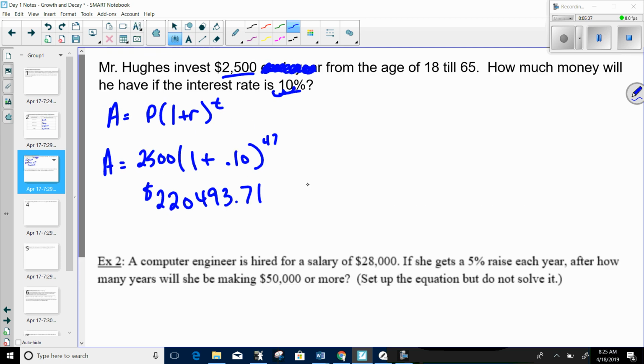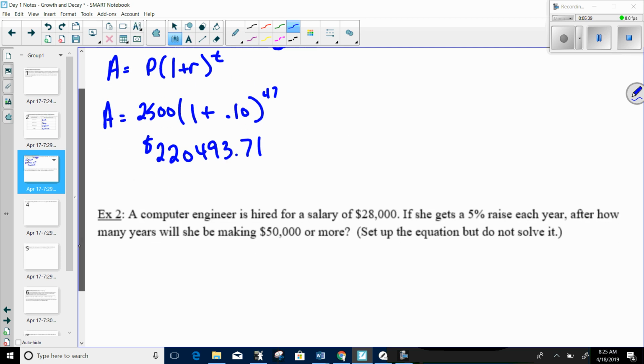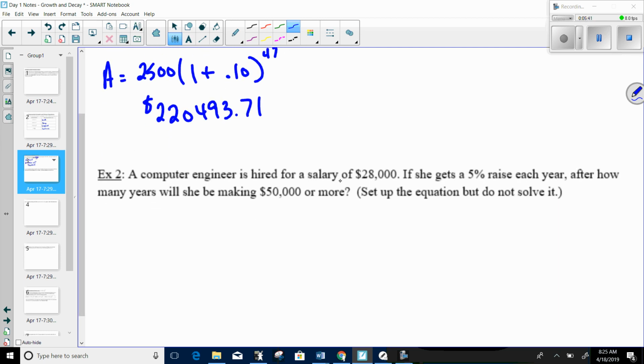So let's look at another one. It says a computer engineer is hired for salary of $28,000. If she gets a 5% raise each year, after how many years will she be making $50,000 or more? Set up the equation, but do not solve. We're not going to be able to solve for time right now. We will eventually. So this is a growth model. So it's A equals P parentheses 1 plus R raised to the T. We can't solve for T yet because we don't have the content knowledge yet. We will. That will be coming up later.